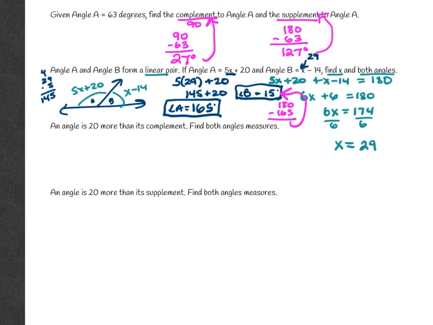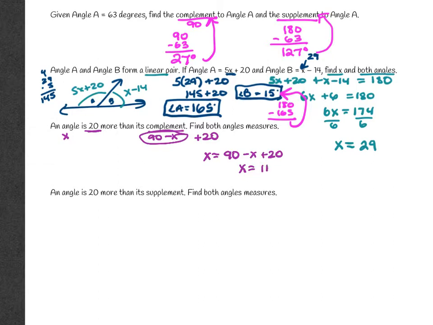Next one says an angle is 20 more than its complement. So remember that we want to use variables to represent these. When you see the word complement, that means we don't know what the first angle is. So the first angle is x, and the complement would be 90 minus x. If it was supplement, it'd be 180 minus x. Now to establish the relationship, it says that an angle is 20 more than its complement. So it is this plus 20. So x equals 90 minus x plus 20.